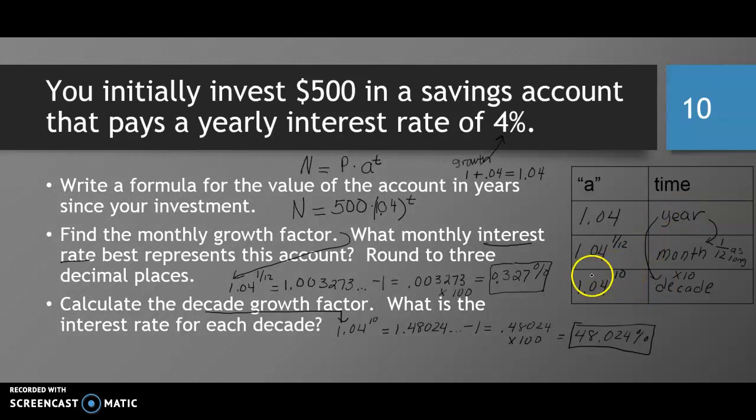Also important, when we're asked for a percent, we then have to subtract out that 1 that we originally added in, and then we have to multiply by 100 to take that decimal back to a percent.